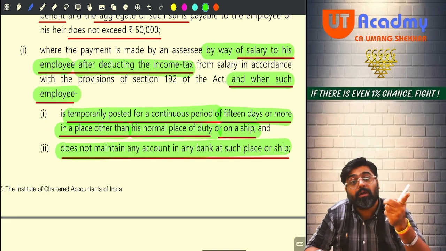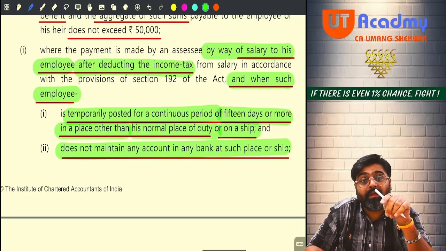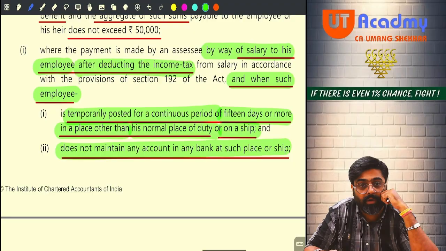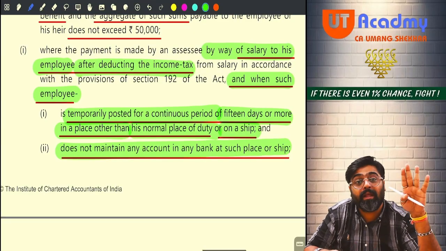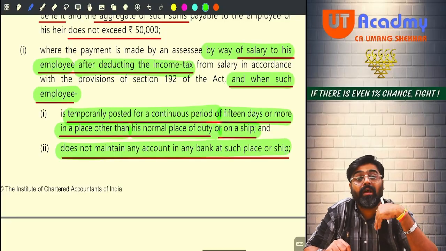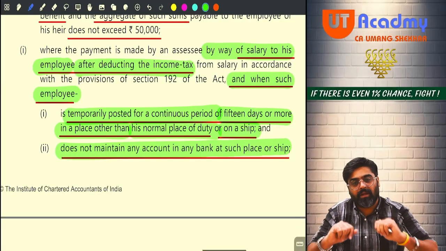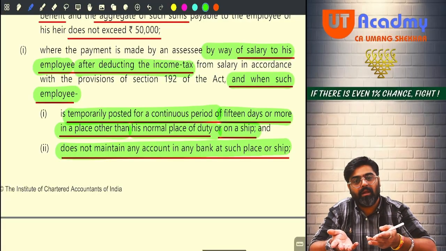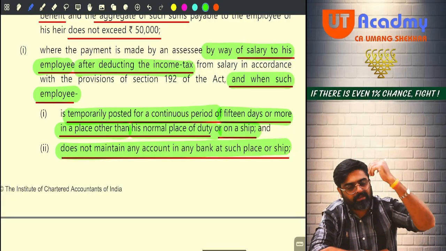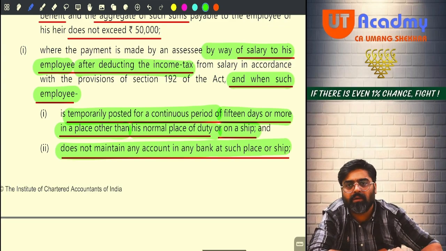Number two, the employee to whom the payment is made does not have a bank account in that place where he is temporarily posted, or on a ship he is not maintaining a bank account. Then how would you give him a salary? You will have to pay him in modes other than prescribed modes. Section 40A(3) will not be attracted.